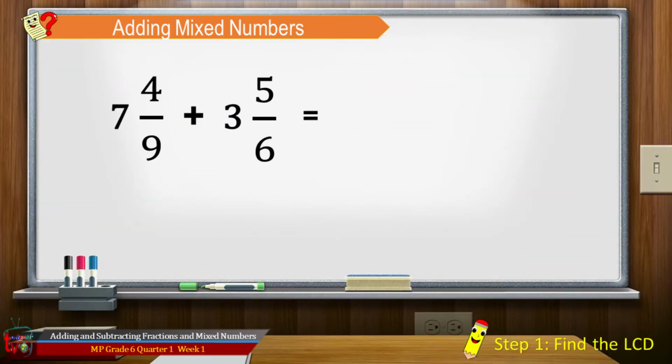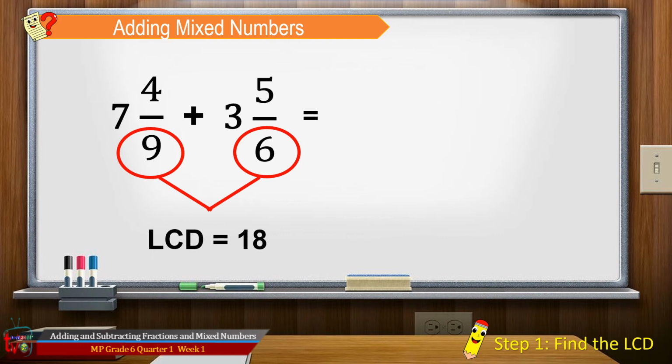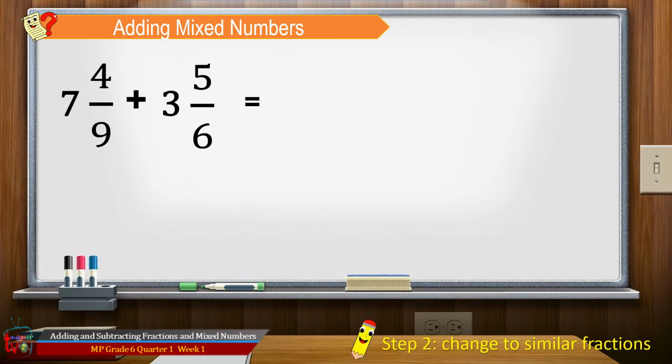Adding mixed numbers. Step 1. Find the least common denominator. Our least common denominator is 18. We can find the least common denominator by finding the least common multiple of our denominators 9 and 6. Step 2 is to change the fractions to similar fractions. We can do this by finding the equivalent fractions of 7 and 4/9 and 3 and 5/6.